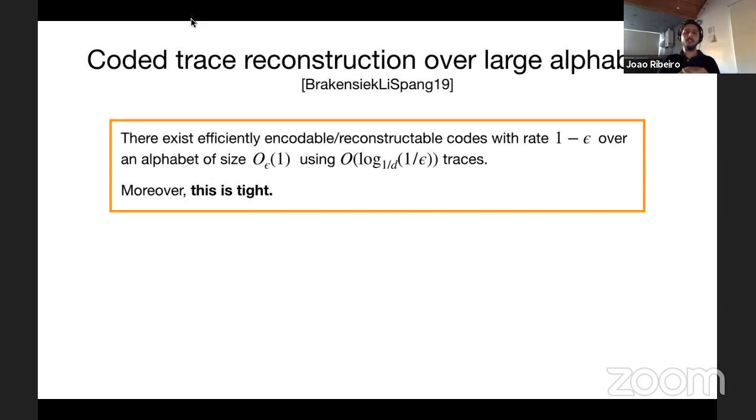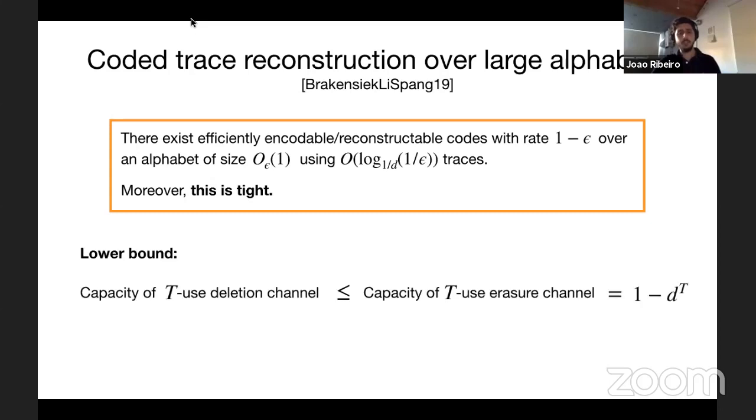And this is going to be their starting point to then obtain binary codes with good trace reconstruction properties by code concatenation. So we're going to start by just going over this setting over large alphabets. The proof is very simple, and it introduces a technique that I like a lot. So first of all, the lower bound for this is a one-liner.